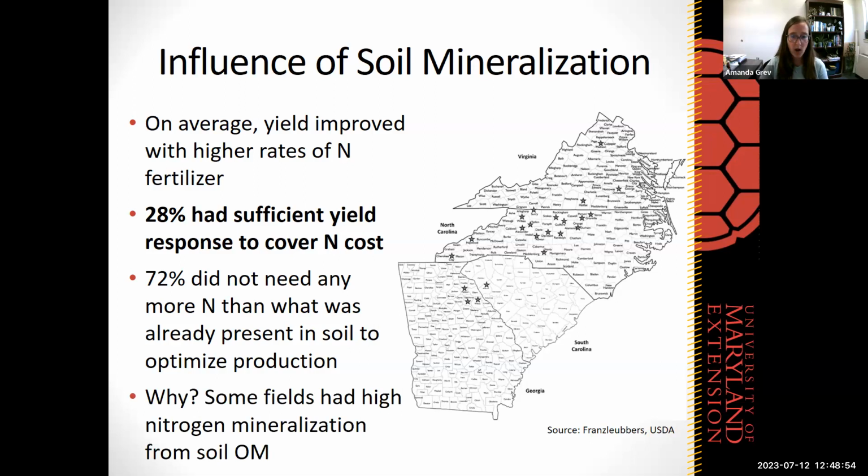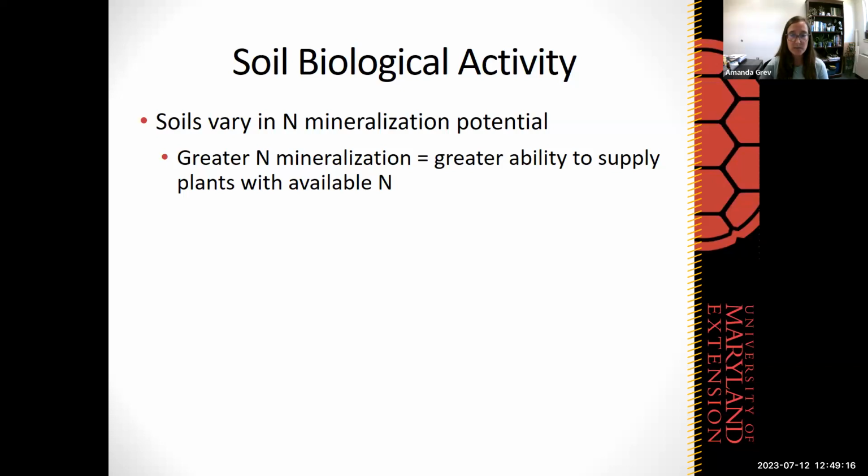And so the question is, why is this happening? And the theory is that some of those fields had a higher nitrogen mineralization happening in that organic matter pool. So they had more mineralization happening, so those forages were able to access more of that nitrogen from that natural mineralization process. And so we know that different types of soils and different fertilities of soils and different textures and management systems all play a role in nitrogen mineralization. And greater mineralization means we have a greater ability to supply plants with that available nitrogen.